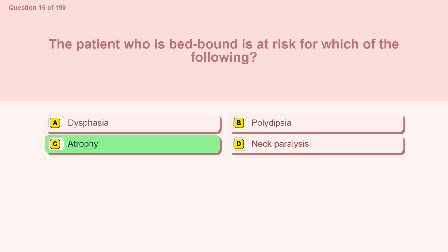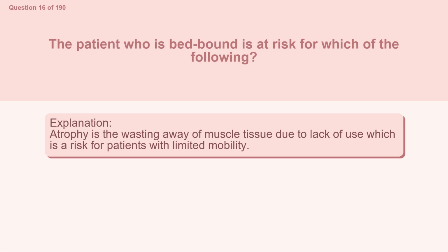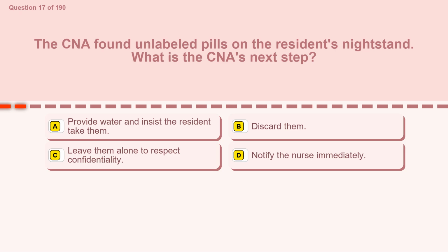The correct answer is option C. Atrophy. Atrophy is the wasting away of muscle tissue due to lack of use, which is a risk for patients with limited mobility. Question 17. The CNA found unlabeled pills on the resident's nightstand. What is the CNA's next step?